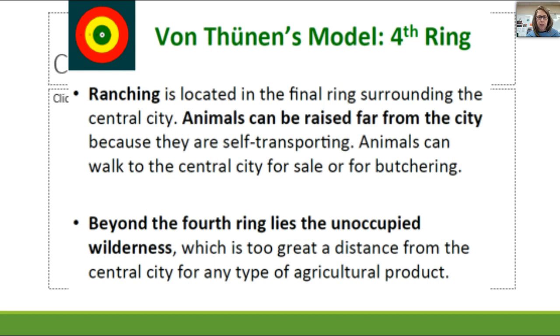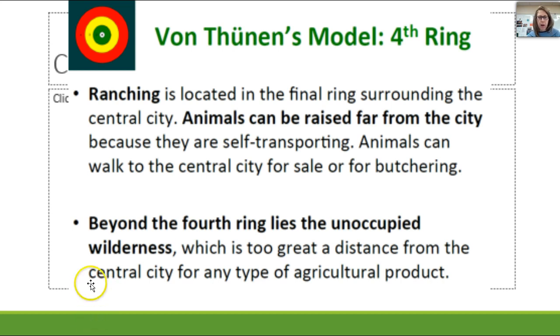And then the fourth ring is going to be the ranching, and this is the final ring. You've got animals that can be raised far from the city, and then you can have your cows walk into the city, for example, for butchering. That just sounds so cruel, doesn't it? And so that allows you to have them further out, and of course you're going to use a lot of land out there in that outer ring.